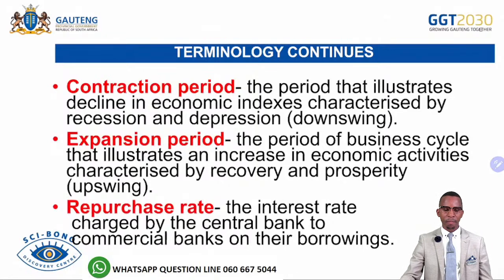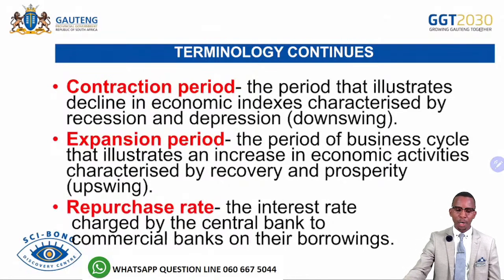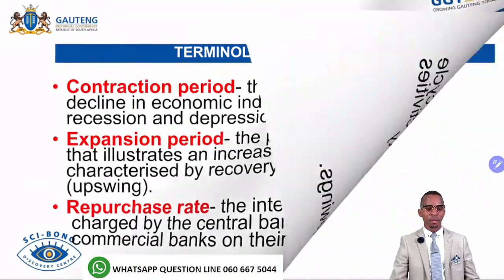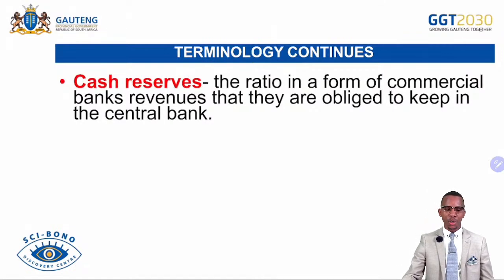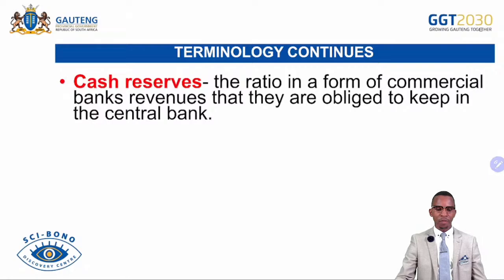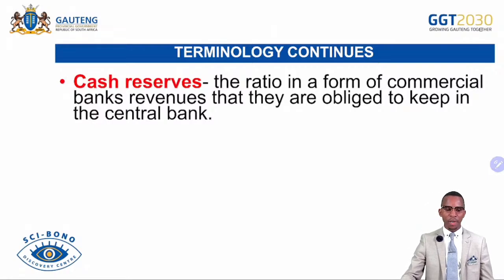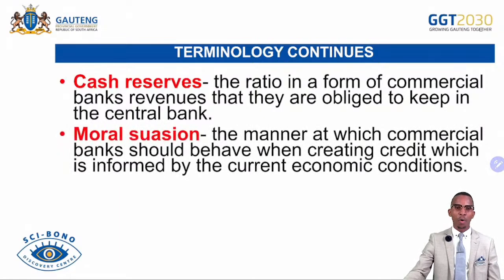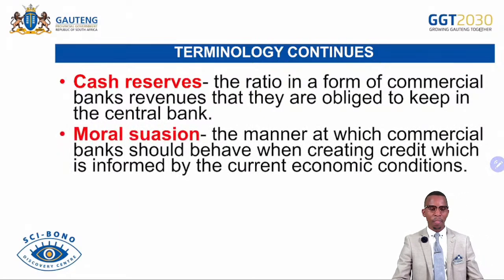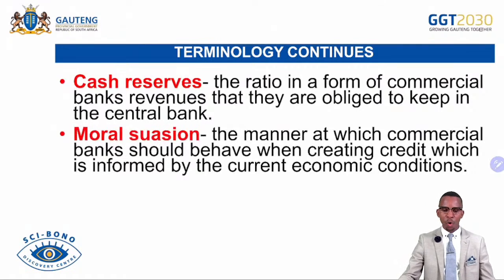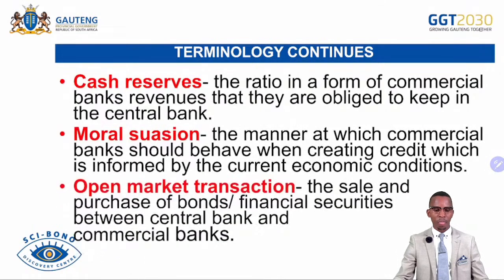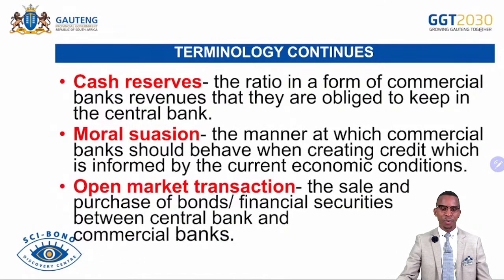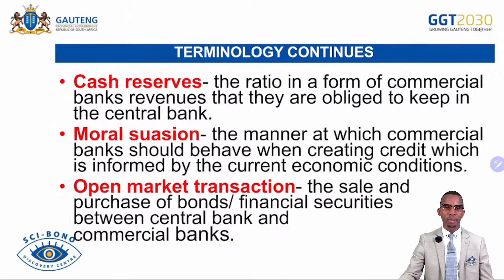Repurchase rate or repo rate. This is the interest rate charged by the central bank to commercial banks on their borrowings. We continue with terminology. Cash reserves or reserve requirement ratio. The ratio in the form of commercial banks' revenues that they are obliged to keep in the central bank. Moral suasion or moral persuasion or credit control. The manner in which commercial banks should behave when creating credit, which is informed by the current economic conditions. Open market transaction. This refers to the sale and the purchase of bonds and financial securities between the central bank and commercial banks.